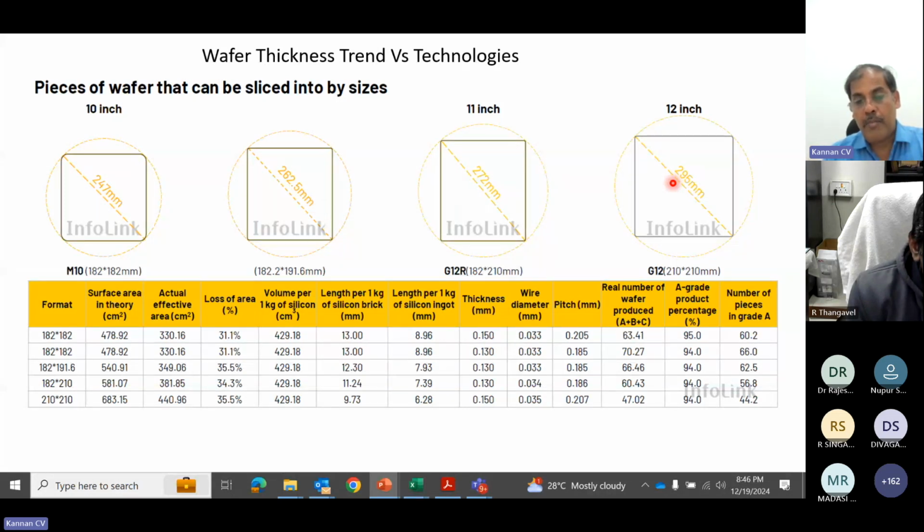And as cell manufacturers in India, mostly we have only cell and module manufacturing. We have to depend on imports of wafers. So whatever wafer size is available, we have to buy it. So we don't have the flexibility of changing to different sizes of wafer.